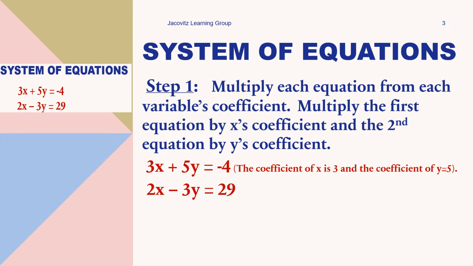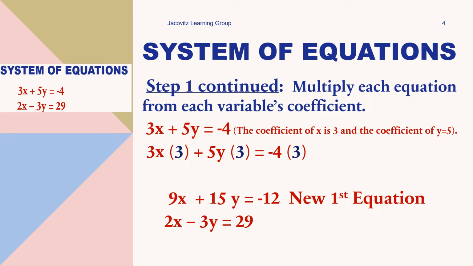When you look at this first equation, I want you to notice that you've already been given values. In this equation, you have 3x plus 5y equals -4. So we're going to use the coefficient of x to multiply by the first equation, and then in the second equation, we're going to use the coefficient of y.